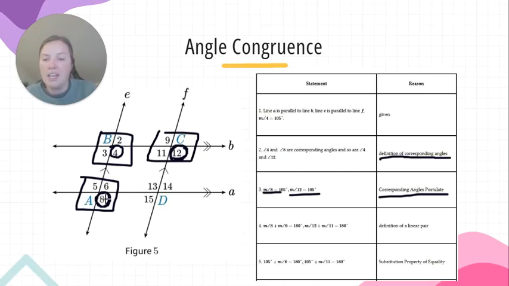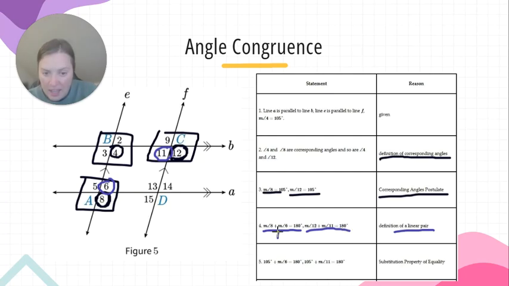So in order to find 6 and 11, we can look at linear pairs, just like we did before. 6 and 11 are linear pairs with 12 and 8. What do we know about linear pairs? When we add them up, they equal 180 degrees. So by definition of a linear pair, if we add up 6 and 8, and if we add up 11 and 12, they equal 180 degrees.